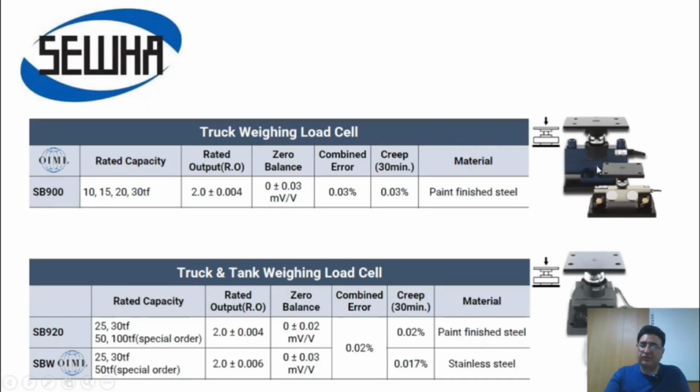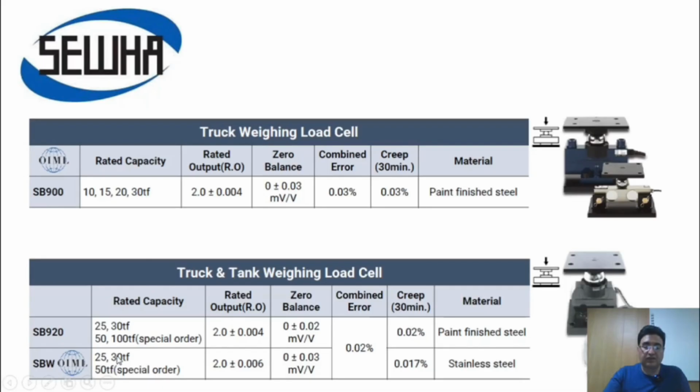The significant difference between these particular load cells and other conventional load cells available on the market is that these specific load cells inherently come equipped with their own integrated mounting mechanisms. This means that when you purchase this specific load cell, it already includes the necessary mounting components, so you do not need to acquire the mounting separately. The SB920 load cells have capacities ranging from 25 tons up to 100 tons, although the 100-ton capacity is available as a special order. The SBW load cells have capacities from 25 tons up to 50 tons.